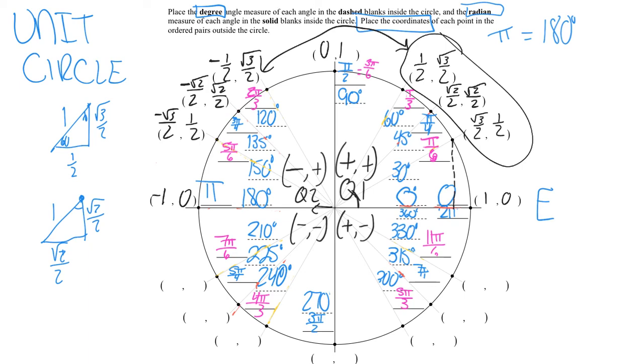Now we're at everything's negative. Now we're going to look at them mirroring across the x-axis. So this is going to be -√3/2, -1/2. -√2/2, -√2/2. And then -1/2, -√3/2. And you guys have 3 whole quadrants complete.